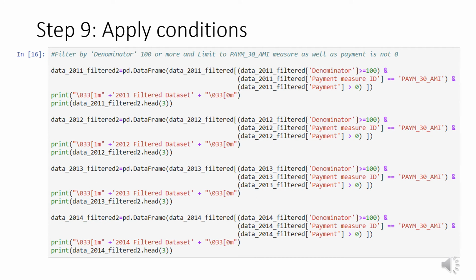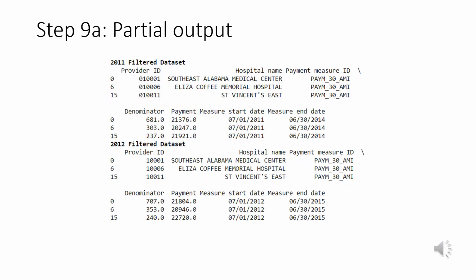We are now ready to apply additional conditions that were given in the problem. So in this case, we are going to filter the data so that we have denominator that is 100 or more. The payment measure ID should be equal to payment 30 underscore AMI. And then we also want the payment to always be more than 0. This slide shows partial output from the step in the previous slide.